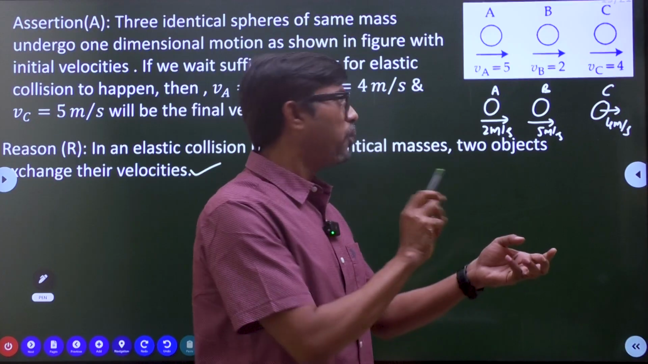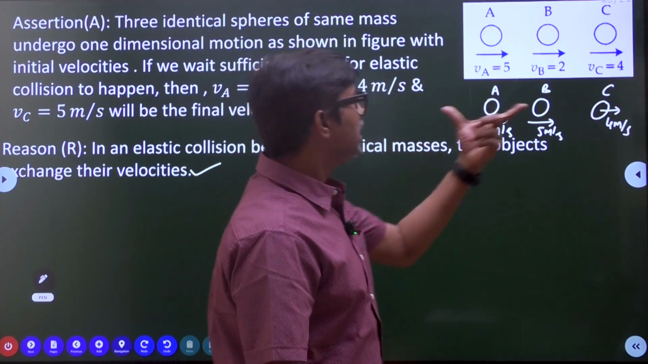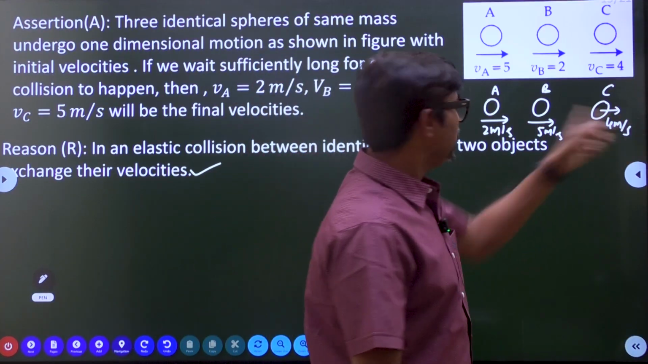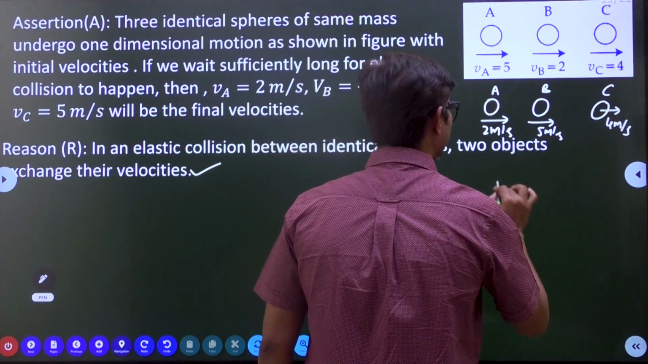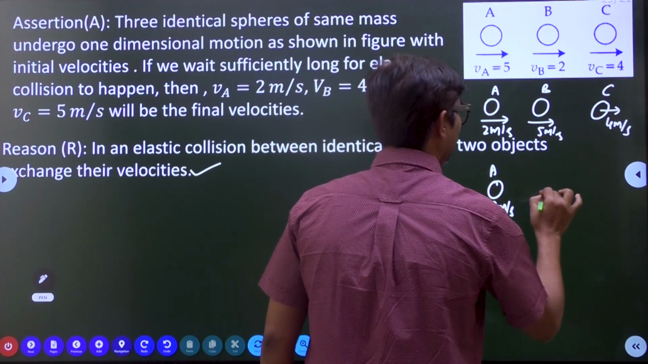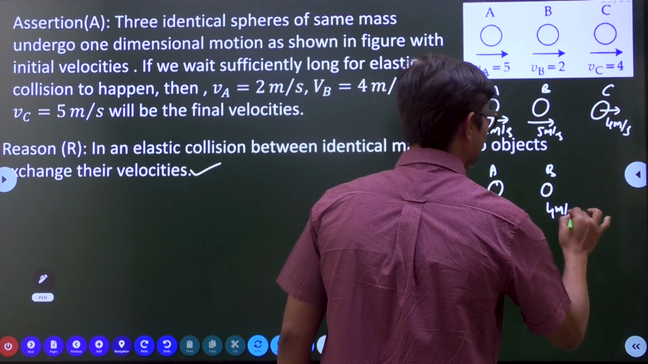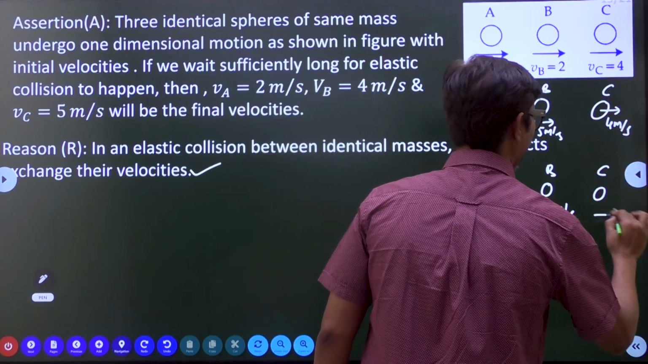Now, B starts approaching C, so the separation will decrease now. Earlier, it was increasing, but now it starts decreasing. Eventually, there will be a collision between these two also. And then what happens? They exchange velocities. So A will have a velocity of 2 meter per second, right? B will have the exchanged velocity, 4 meter per second, going in this same direction. And C gets the velocity 5 meter per second.